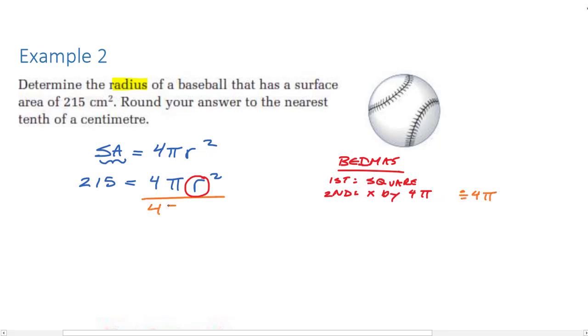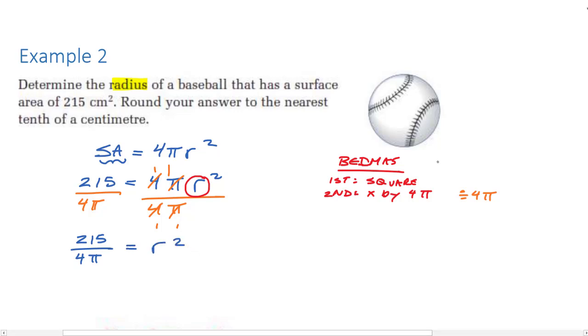So if I divide this side by 4 pi, what happens? The 4s divide and make 1, right? Pi divided by pi is 1. So we have to divide the other side by 4 pi. Now I'm not going to calculate that yet. I'll wait and do that in my calculator at the end. Now make sure when you do this, you go 215 divided by 4 divided by pi, or else your calculator is going to think you want to multiply the 215 by pi, okay? So make sure you hit divide twice. 215 divided by 4 divided by pi.